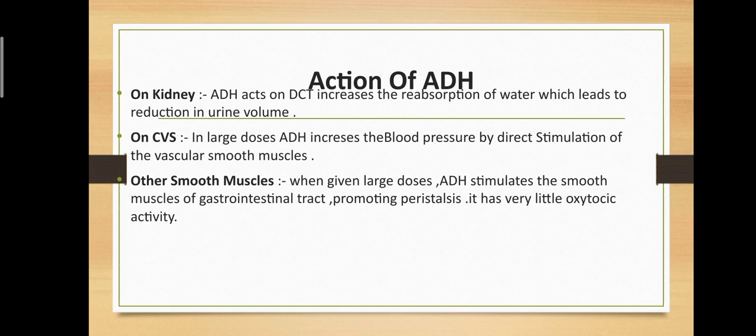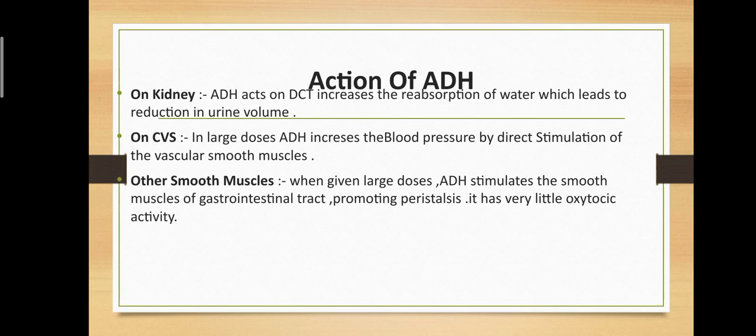Action of ADH on different parts of the body: on kidney, on CVS, and other smooth muscles. On kidney, ADH acts on the DCT. It increases the reabsorption of water, which leads to reduction in urine volume. On the cardiovascular system, in large doses, ADH increases the blood pressure by stimulation of the vascular smooth muscles.